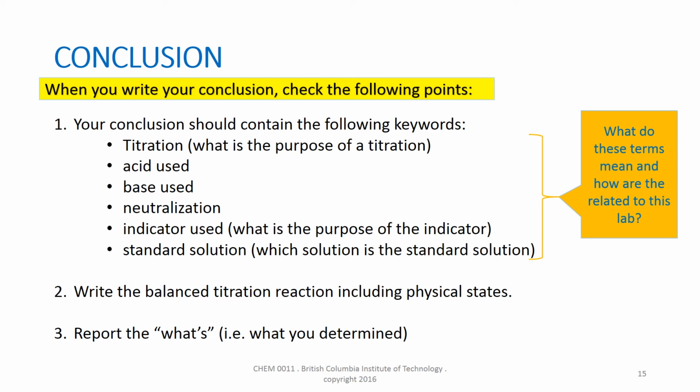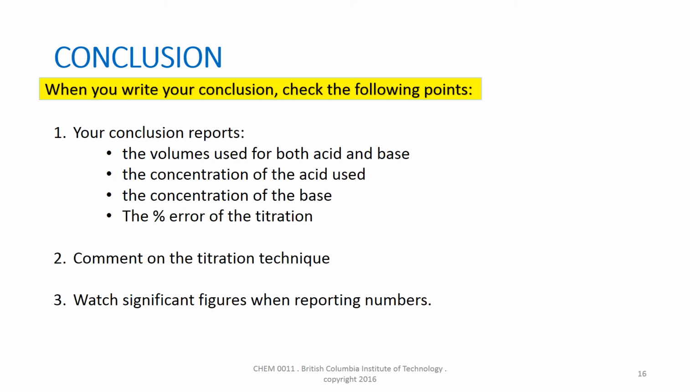Write the balanced chemical reaction for the titration and include the physical states of the reactants and products. Summarize what has been determined in this experiment. Include the volumes and concentrations of the acid and the base. A table may be useful for this. Comment on the titration techniques. When reporting the results, make sure all the numbers are reported to the correct number of significant figures and units.